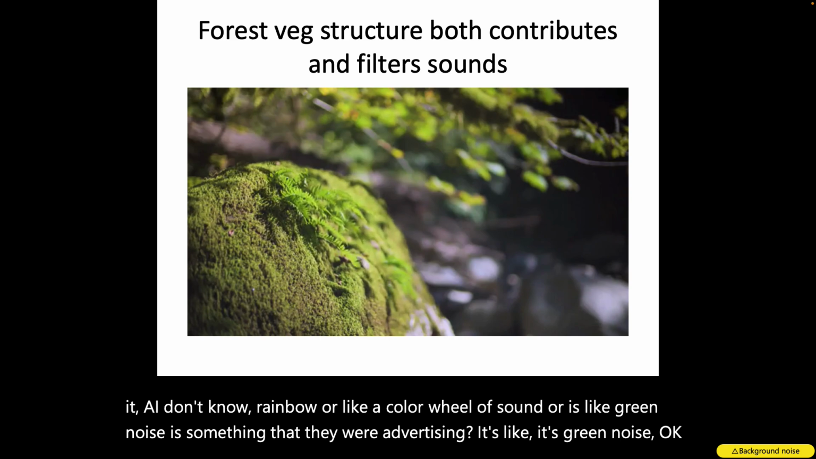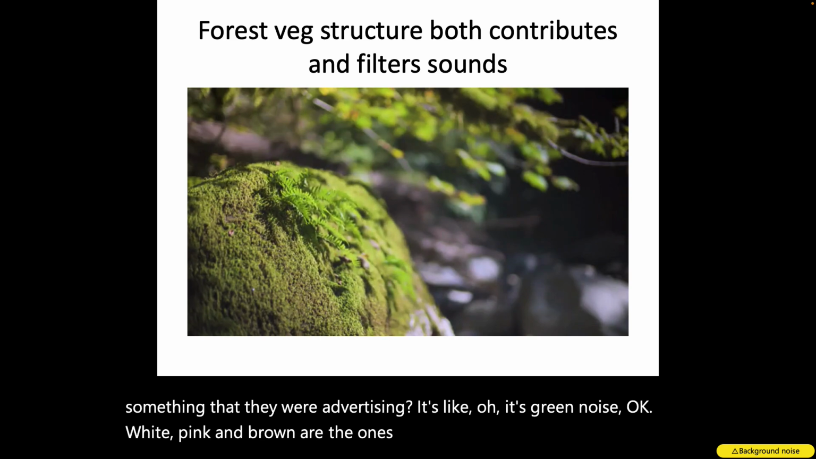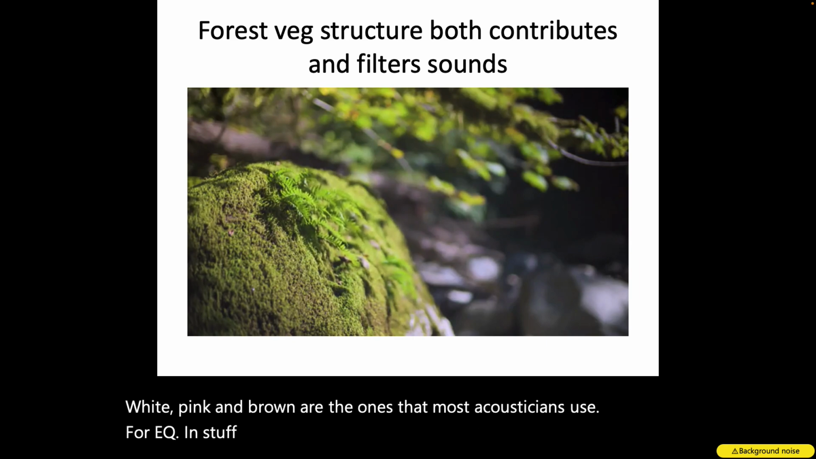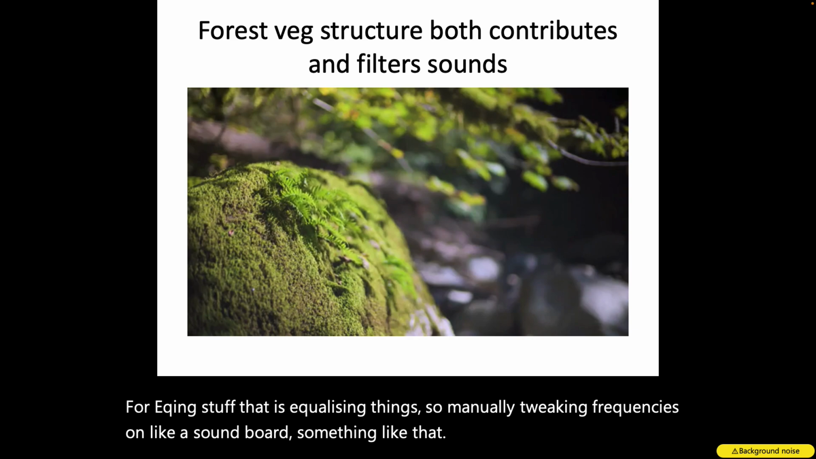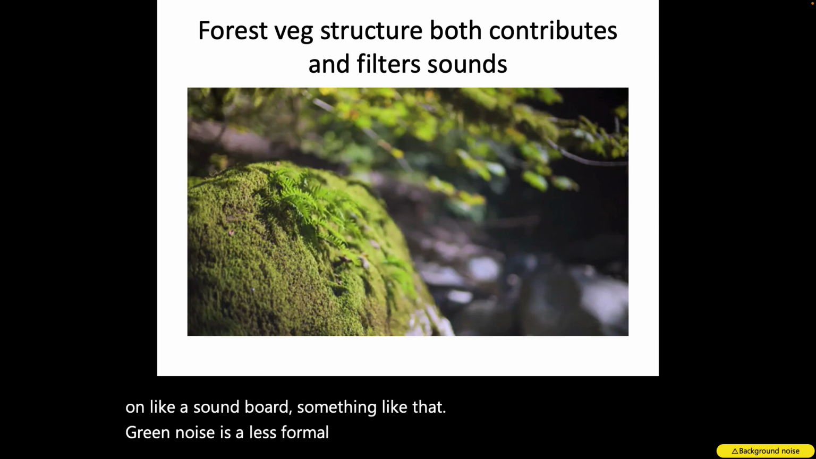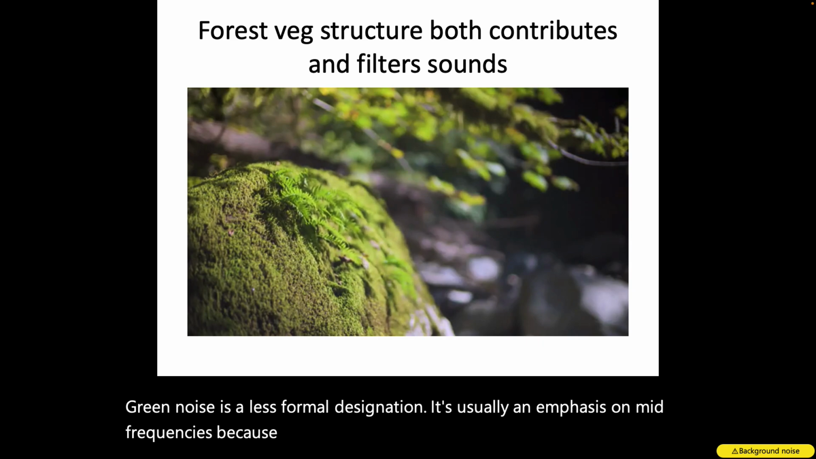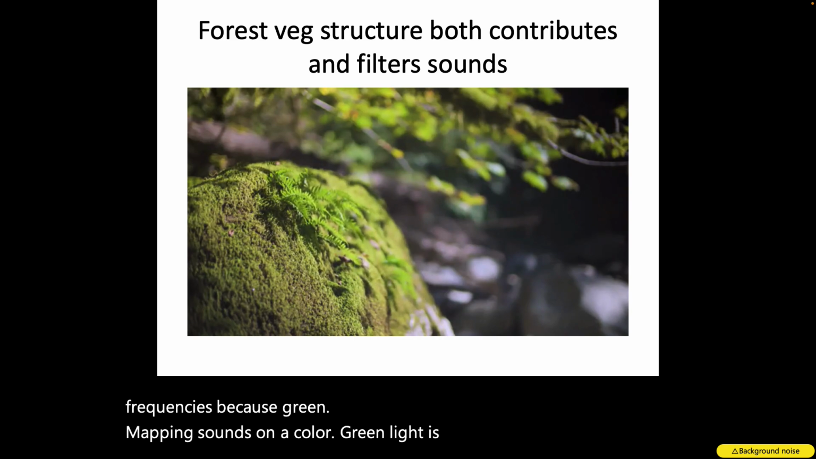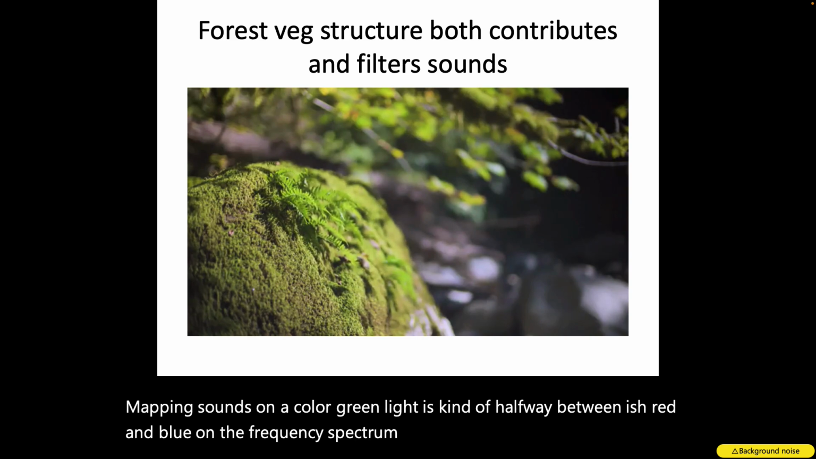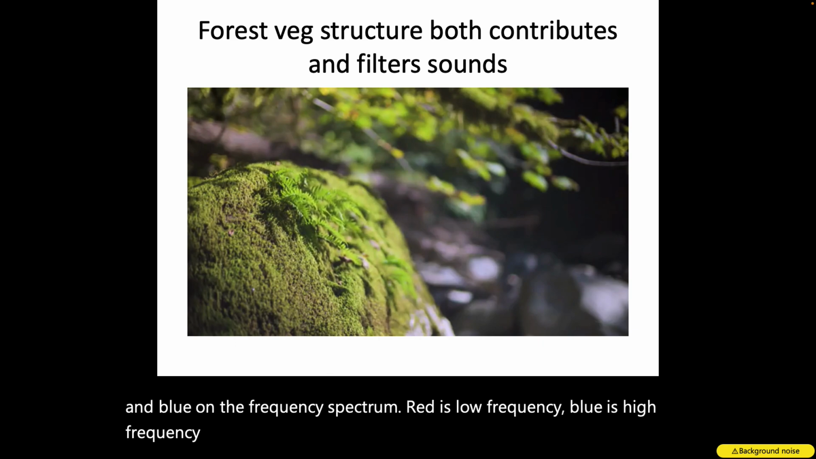Okay, white, pink, and brown are the ones that most acousticians use for EQing stuff. That is equalizing things, manually tweaking frequencies on a soundboard, something like that. Green noise is a less formal designation. It's usually an emphasis on mid frequencies. Yeah, because mapping sounds onto color, green light is kind of halfway between red and blue on the frequency spectrum. Red is low frequency, blue is high frequency, green in the middle. So yeah, it would be kind of a mid-tones emphasis.